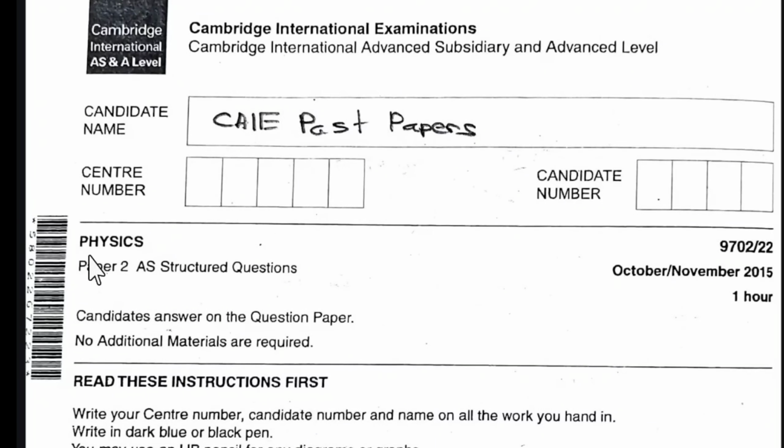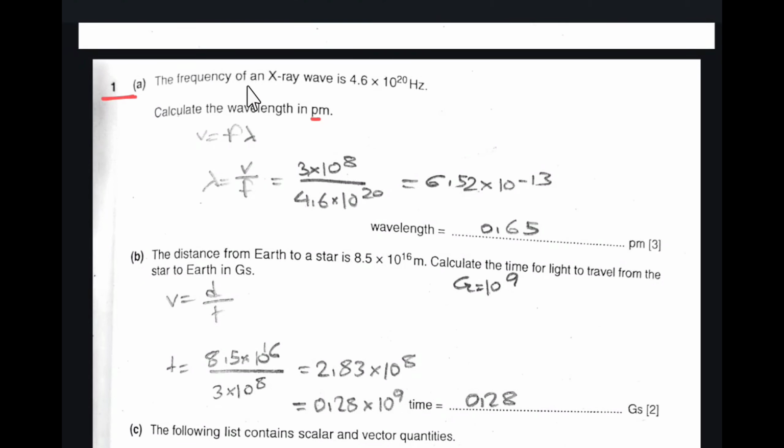In this video we will be discussing Physics Paper 2 AS Level Structured Question, 2015 October-November, Variant 22, subject code 9702. Number 1, Part A. The frequency of an X-ray is 4.6 × 10^20 Hz. Calculate the wavelength in picometers.